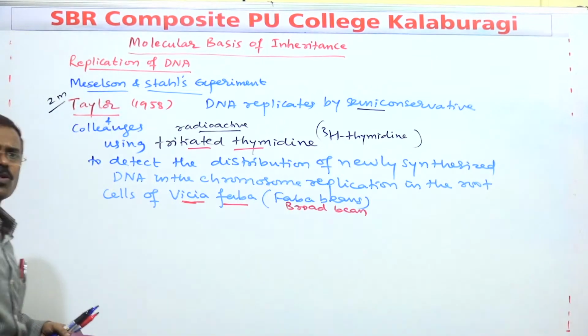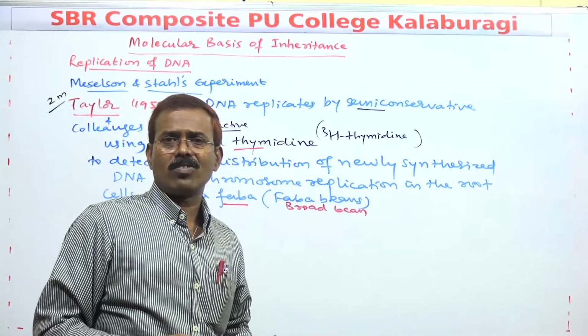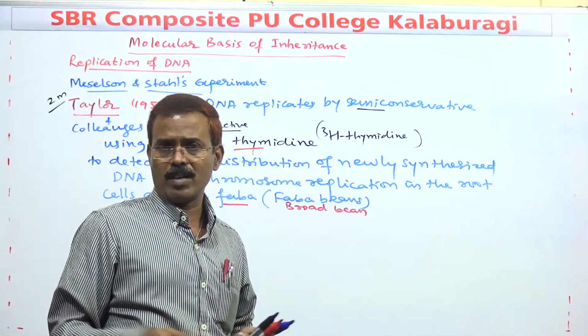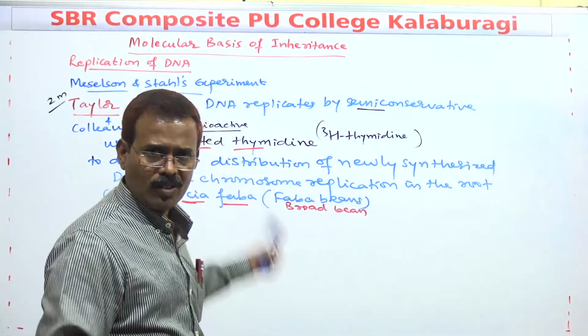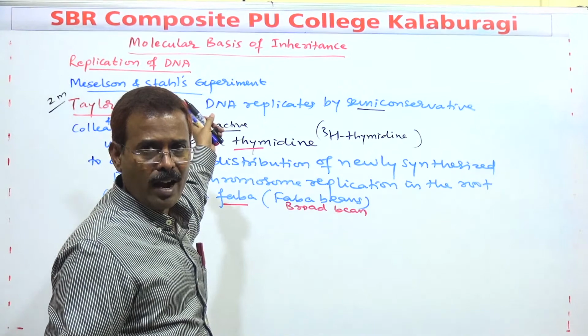So this is all about the experimental proof or evidence. First given by Meselson and Stahl, that is the quantitative experiment. Then the qualitative experiment was conducted by J. Herbert Taylor and his colleagues.